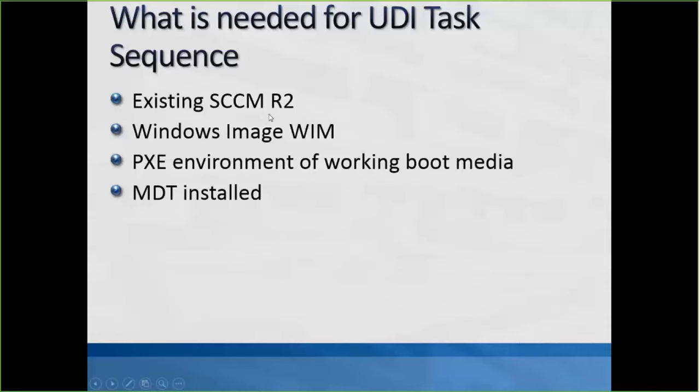So an existing SCCM is required for the UDI task sequence. A Windows image, one of the WIM files, is required. Then the PXE environment or working boot media. So our distribution point must be enabled with the PXE environment, so we can deploy this UDI to an empty machine. Then MDT should be installed for the UDI task sequence to work. So we're going to try to create all this.